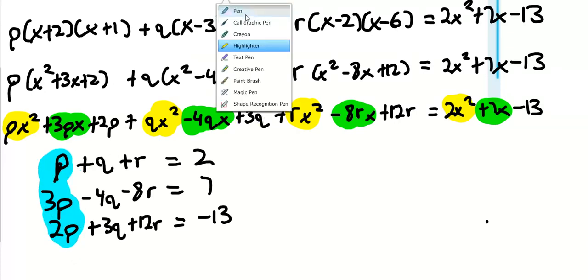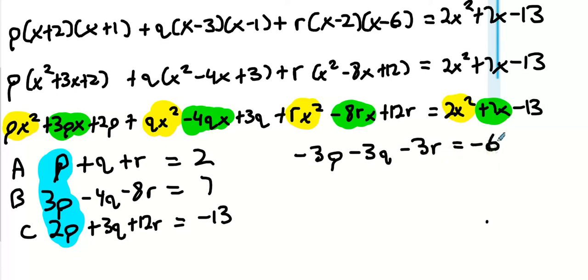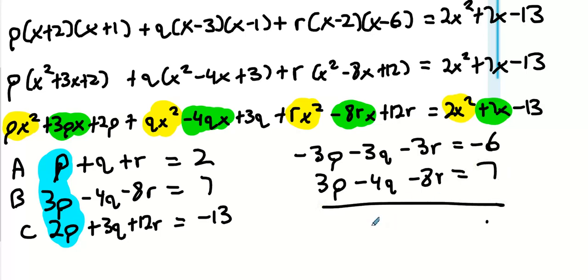I'll do one. We call this equation A, equation B, and equation C. Quite simply, I'm going to do minus 3A: minus 3P, minus 3Q, minus 3R equals minus 6. Then I'm going to add on equation B, 3P minus 4Q minus 8R equals 7. And I'm going to get minus 7Q minus 11R equals 1.